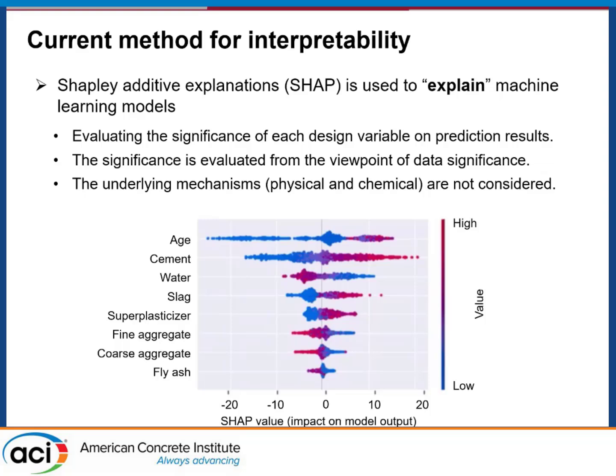Currently, Shapley additive explanation is used to try to explain the machine learning models. However, this method can only evaluate the significance of each design variable on the prediction results. And this significance is based on the data. It fails to interpret the underlying mechanisms.